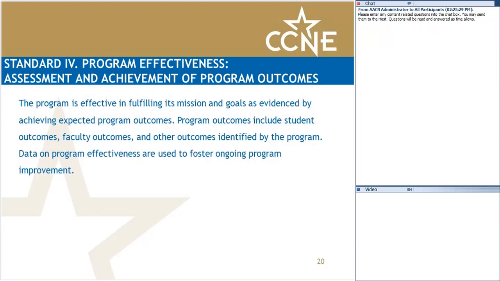So in this standard, we expect that measurable outcomes are identified. There's our word again. Measurable outcomes are identified with expected levels of achievement for each of those outcomes. And then that actual outcome data are gathered by the program and compared with what is expected. And then even more importantly, what we want to do is to have the programs close the loop, is the terminology we hear a lot, is share how it is that you're able to use this outcome data to improve your program.